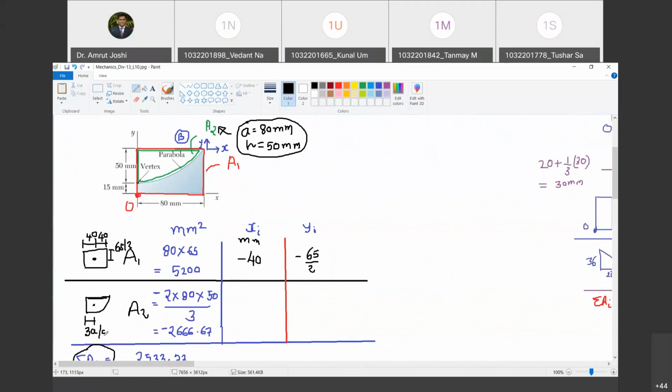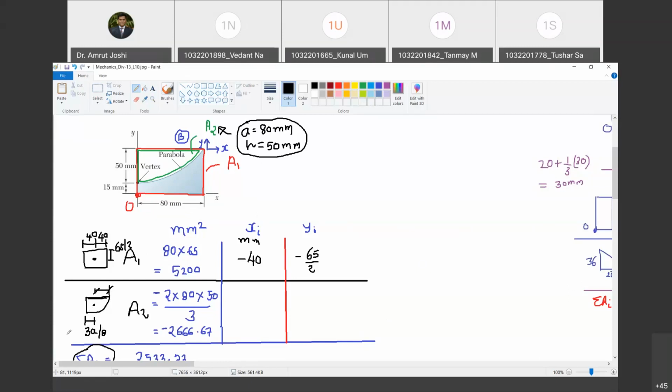Happy? Yes, sir. So how much is 3a by 8? How much is a? I have written a as 80 mm. So 3 into 80 by 8 is 30, minus 30. But we have to write it with reference to B. Do you agree with me? Yes, sir. Therefore, this turns out to be 30, but with reference to B, it is at distance 50. We are interested in this distance.